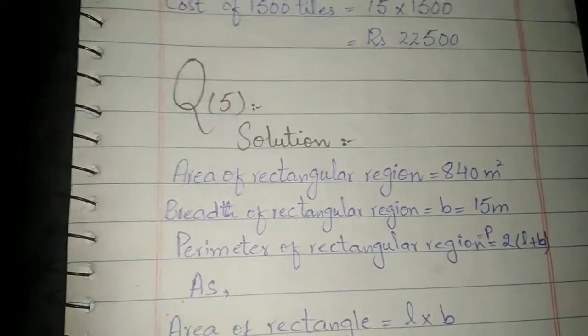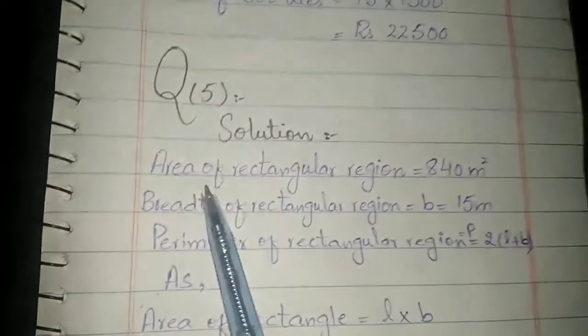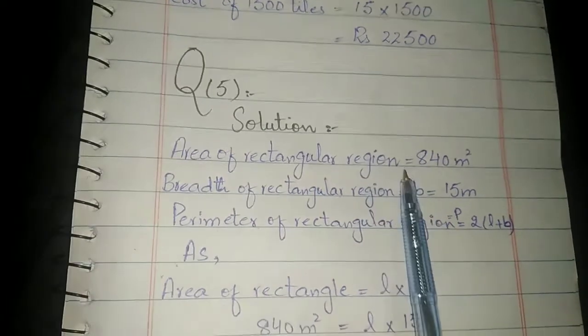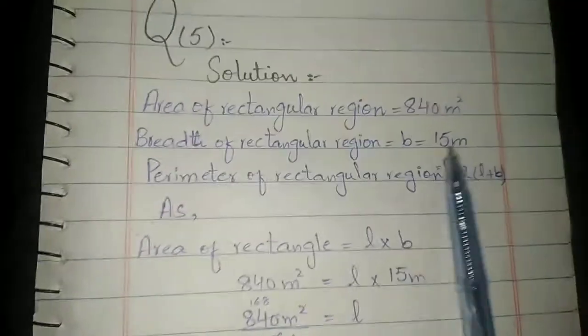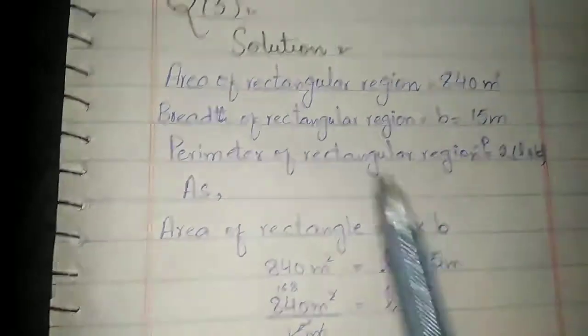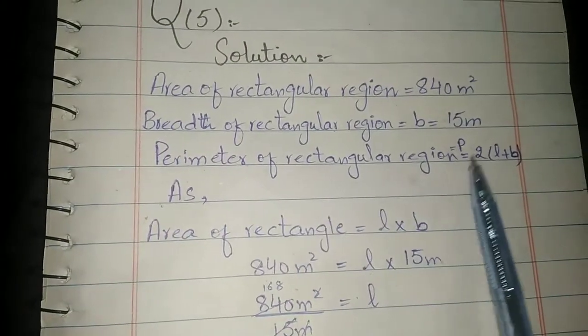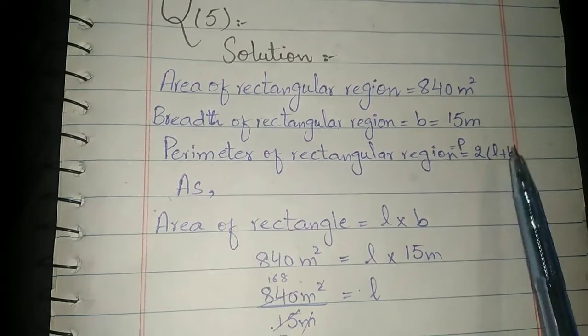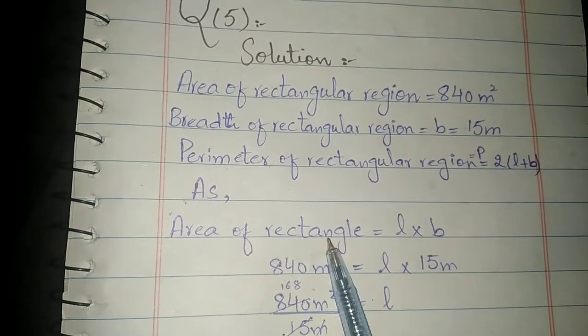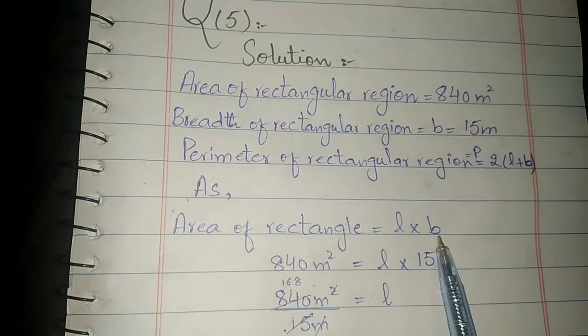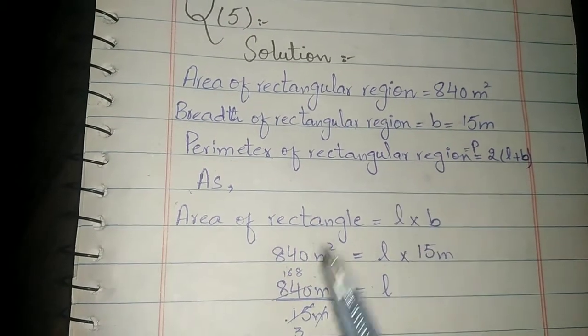by breadth. So first of all we have to write the given data. Area of rectangular region is equal to 840 meter square is given in the question. Breadth of rectangular region is equal to 15 meter is also given. So perimeter of the rectangular region P is equal to 2 into length plus breadth has to be found. So first of all we have to find the length of the rectangular region with the help of the area of rectangle, that is equals to length multiplied by breadth. So we have to put the given values.